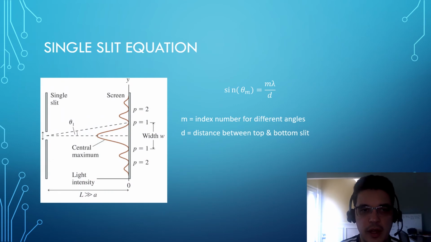Light spots are actually called fringes. For single-slit problems, we have just one equation that gives us the location of these dark fringes. The equation is defined as sin(theta) = m lambda / d, where m is the index number for different angles, and d is the distance between the top and the bottom of the slit.